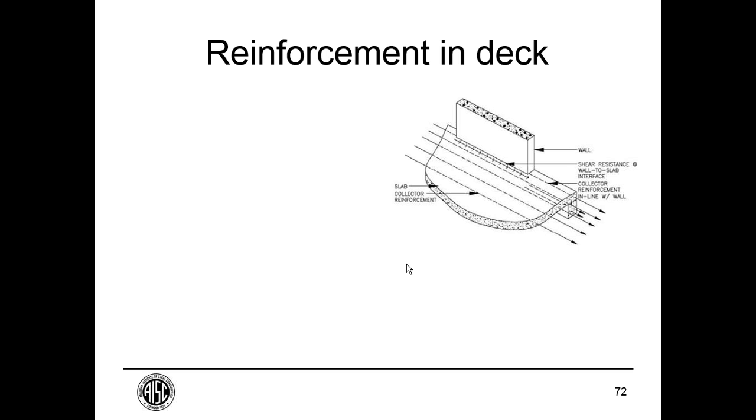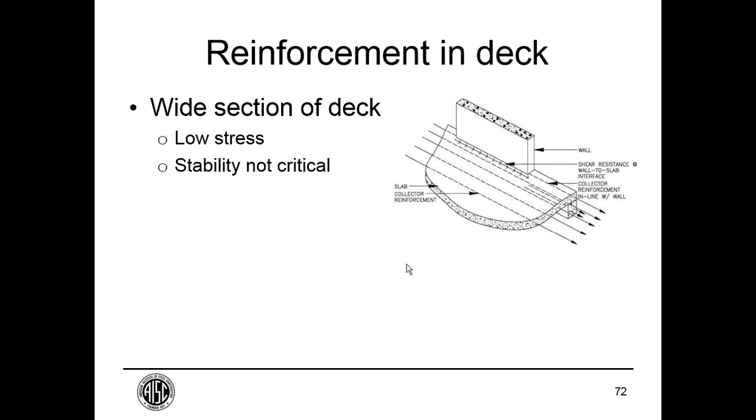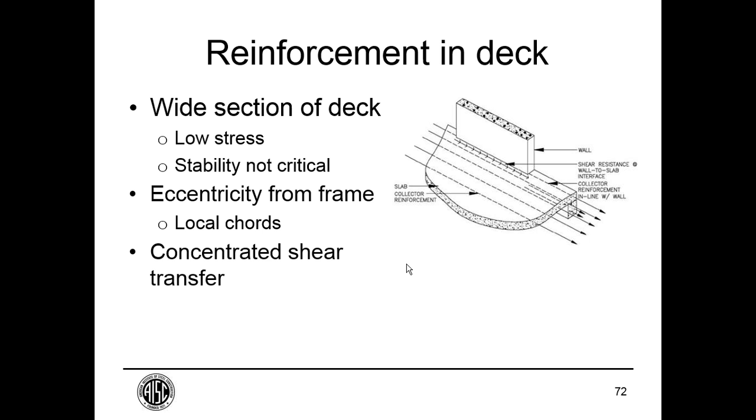As I said, the reinforcement within the deck can be used as a collector. This typically requires some width of deck to keep our stresses low. Stability of that deck is typically not critical. When we use a width of that deck, if the frame is at the perimeter of the building, there's going to be some eccentricity. And that eccentricity is going to cause a little bit of local moment. Local chords need to be placed there to resist that moment. And there's going to be a concentrated shear transfer as shown in this diagram here.